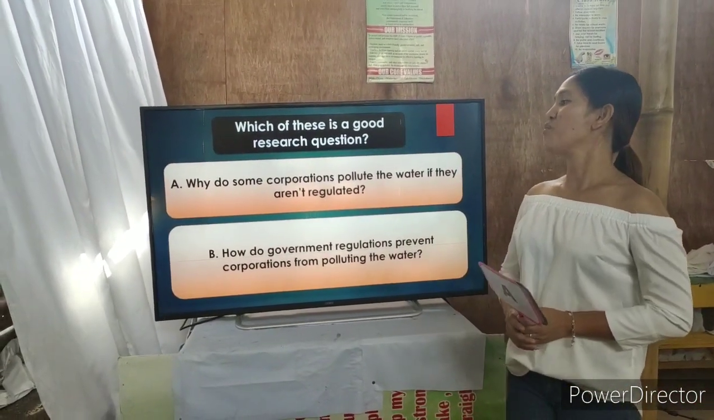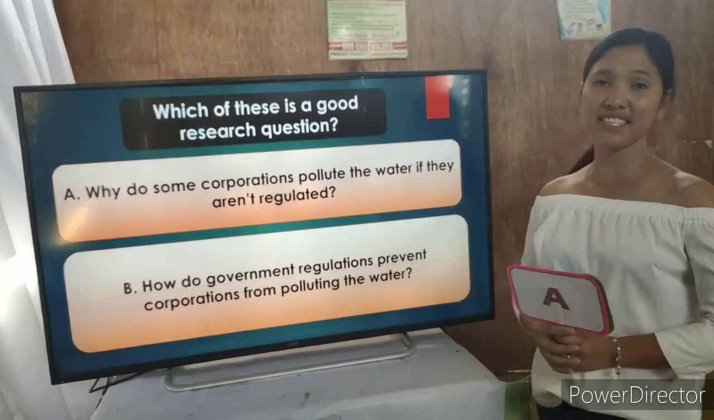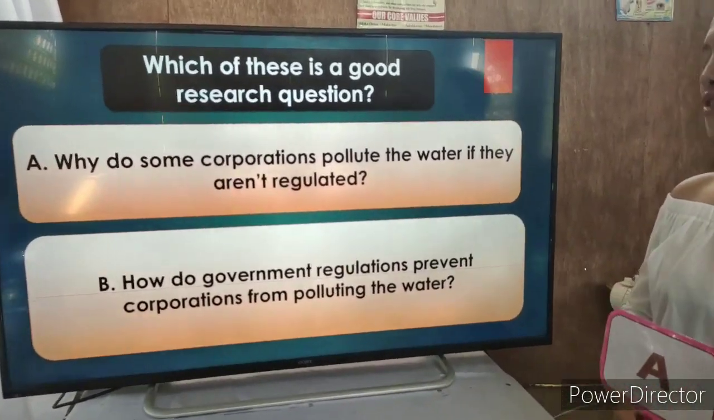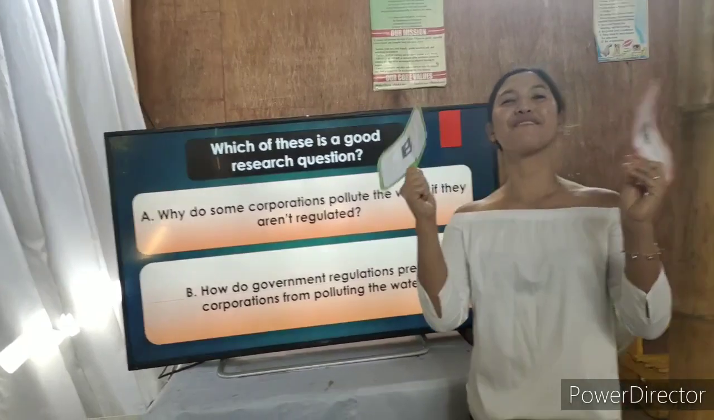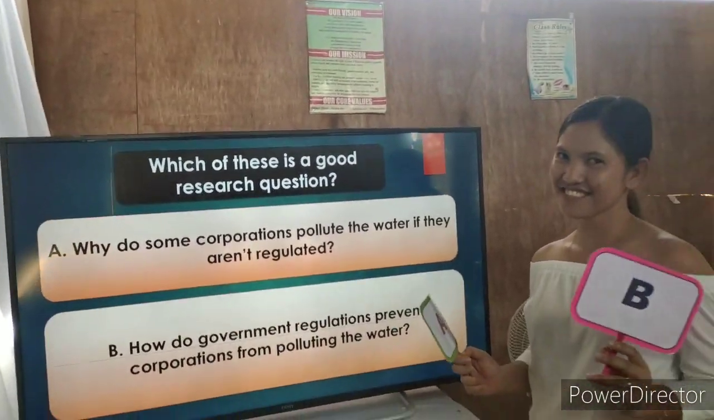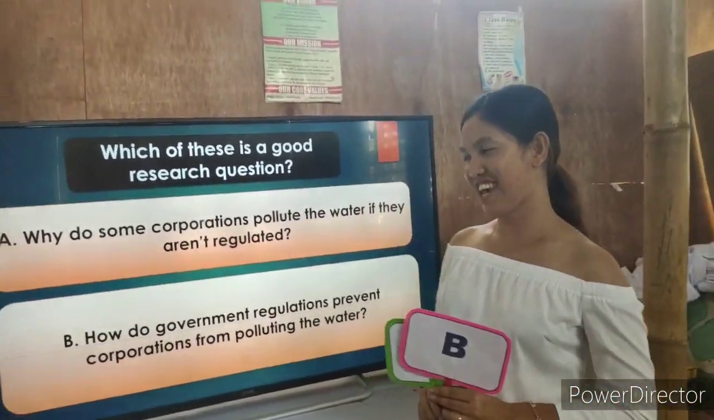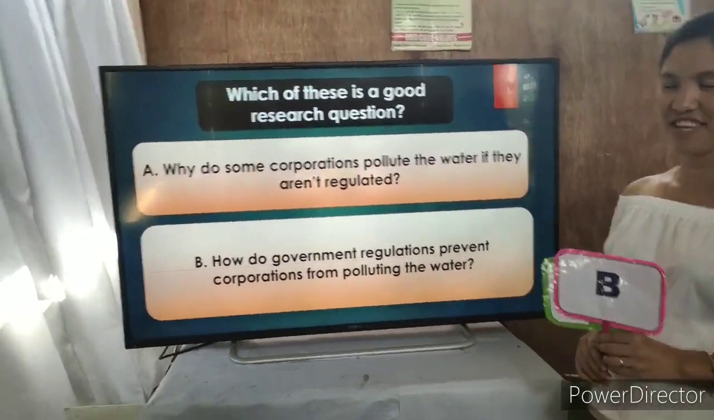Letter A. Why do some corporations pollute the water if they aren't regulated? B. How do government regulations prevent corporations from polluting the water? What is the answer? Letter B! Correct. Why letter B? Because in the first question, we use the word why. As we discussed earlier, we should not use why.